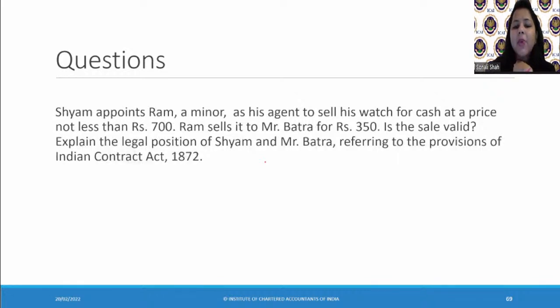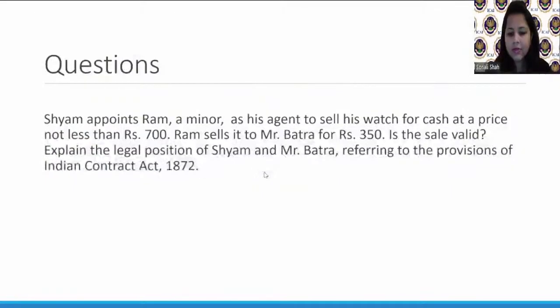So what happens when a person of sound mind appoints a minor? With regards to the third party, the sale gets binding upon him, and because the agent has acted against the instructions of the principal, does the principal have a right or remedy against the agent? He does not have any remedy against the agent for the loss that he has incurred, right? So this will be the answer for this question.